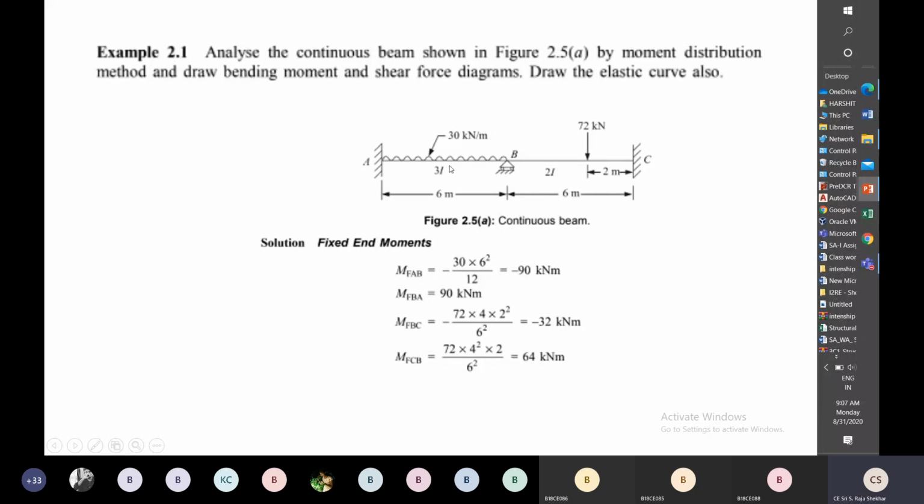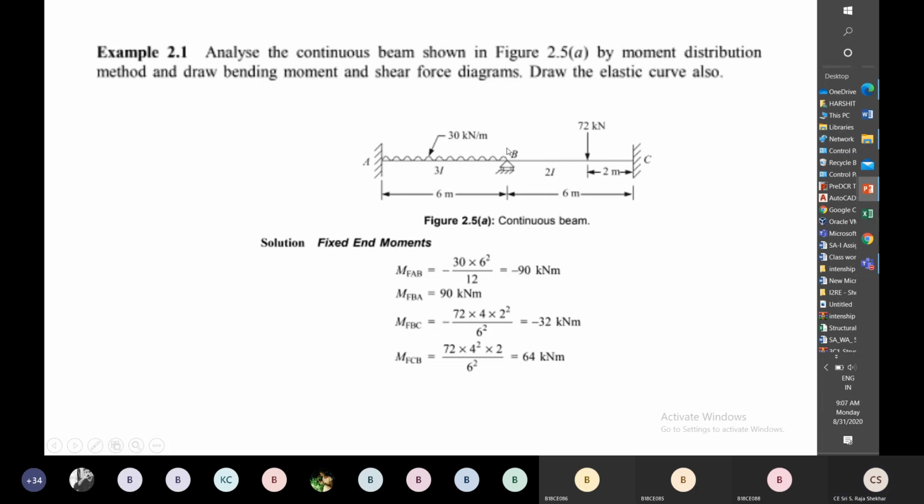First, we calculate the fixed moment for AB. MFAB, the formula is WL square by 12. This acts in the anti-clockwise direction at the left side support. Anti-clockwise movement is considered negative. So it is W into L square by 12, where W is 30 and L is 6. WL square by 12 gives MFAB equal to minus 90 kilonewton meter.